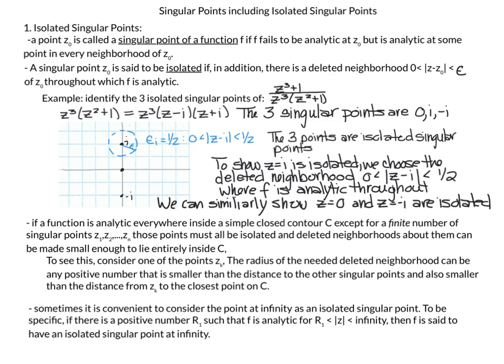We had 2 more points. If a function is analytic everywhere inside a simple closed contour C except for a finite, and that was important, finite number of singular points z1, z2 up to zn, those points must all be isolated, and a deleted neighborhood about them can be made small enough to lie entirely inside C. And the explanation to see this is very similar to what we did here, in that the radius needed for the deleted neighborhood can be any positive number that is smaller than the distance to the other singular points, and is also smaller than the distance from zk to the closest point on C.